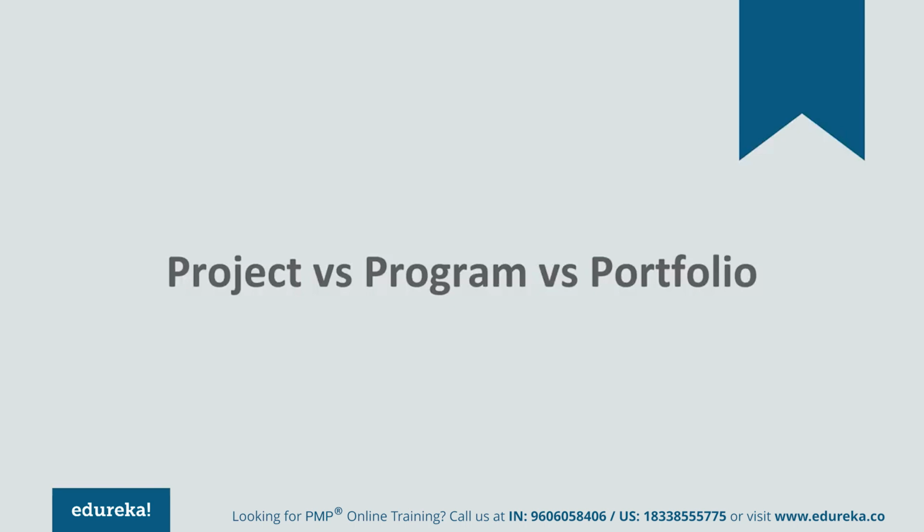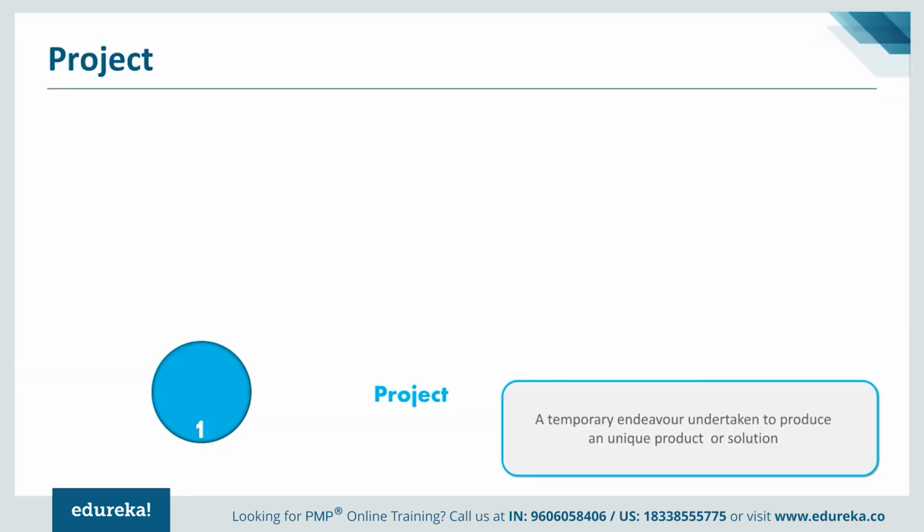Let's quickly understand the difference between project, program, and portfolio. To do that, we'll take another quick example so that you'll be able to relate it better. A project, as I mentioned, is a temporary endeavor undertaken to produce a unique product solution. It could be in the form of a service, or it could be some result that you want to produce by the end of that project.